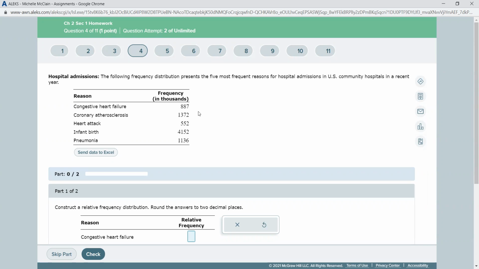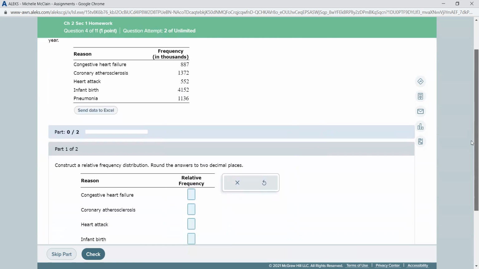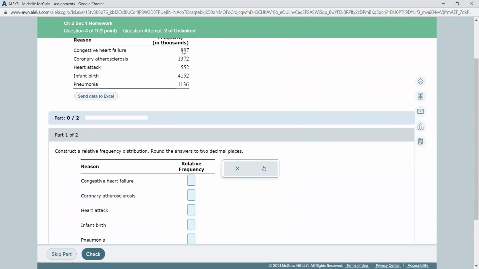Okay, so as I'm adding up, I think you should be adding up with your calculator as well. And let's see if our answers match. All right, so the total I am getting is 8,099. Okay, so we definitely want to write that down, because now to find the relative frequency, we're going to take the first frequency, 887, and we're going to divide it by that total of 8,099.